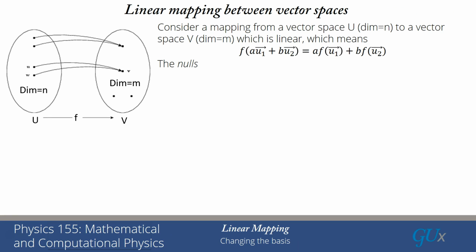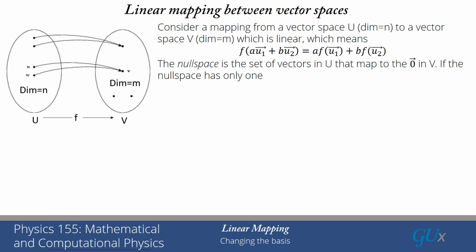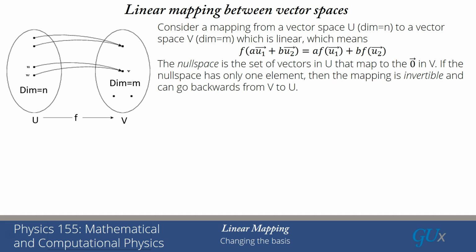And so the way that we determine whether or not a mapping is invertible is we look at the null space. The null space is the set of vectors in U that map to the zero vector in V. If that null space has only one element, then the mapping is invertible, and we can go backwards from V to U.